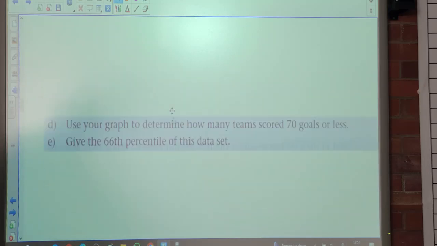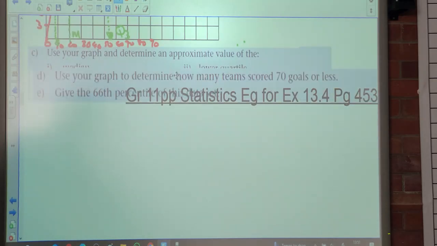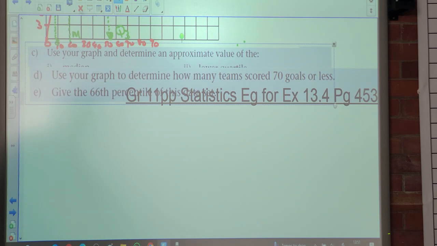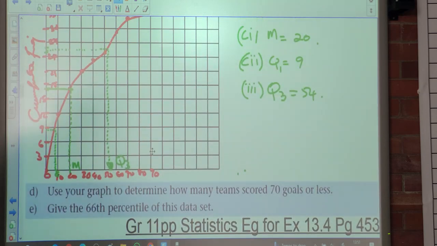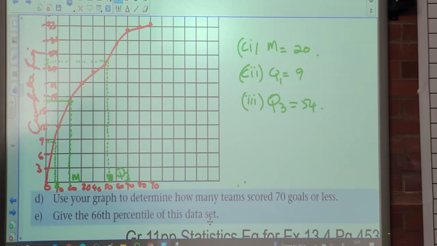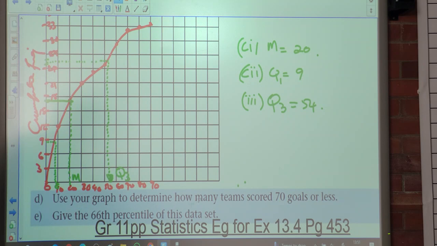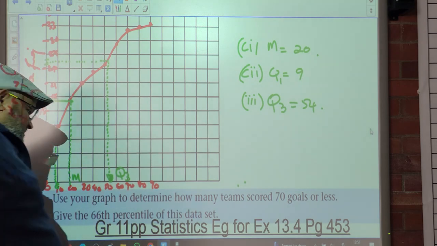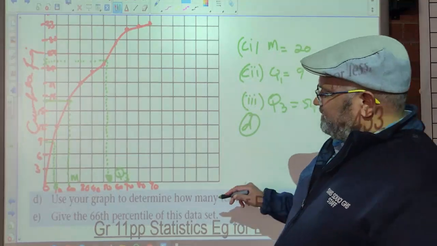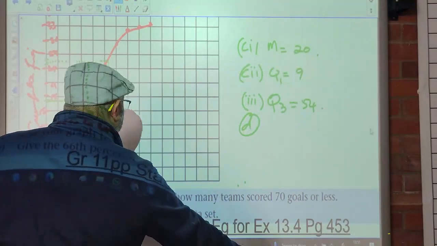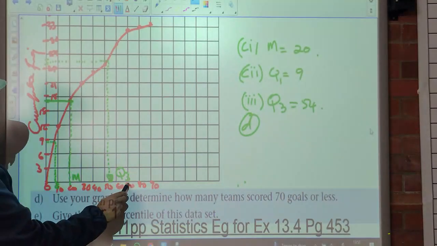Then we are asked: use your graph to determine how many teams scored 70 goals or less. How many teams scored 70 goals or less? So what do we do? Now we go to 70. There are 70 goals, not so.